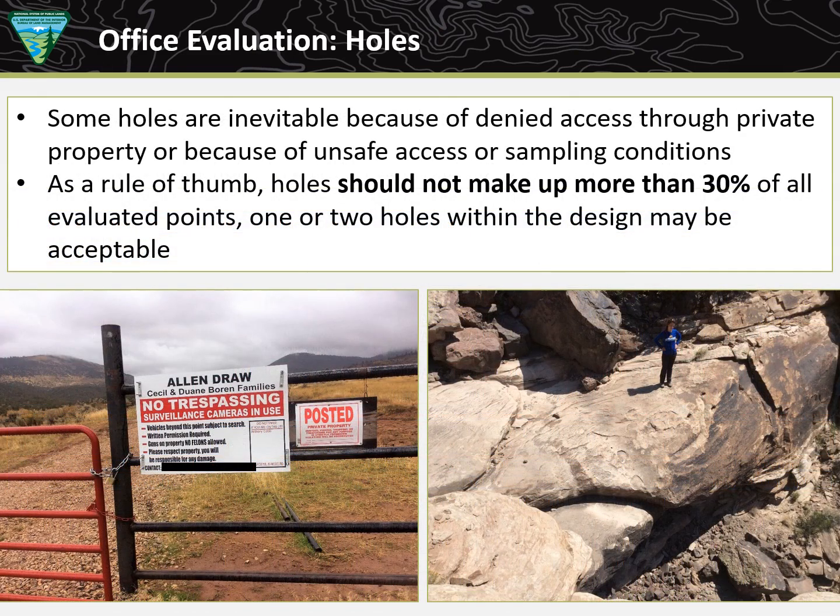Some holes are inevitable, resulting from denied access through private property or because of unsafe access or sampling conditions. As a rule of thumb, holes should not make up more than 30% of all evaluated points, excluding non-target points. Depending on the objective sample size, 1 or 2 holes in a sample design are generally acceptable.